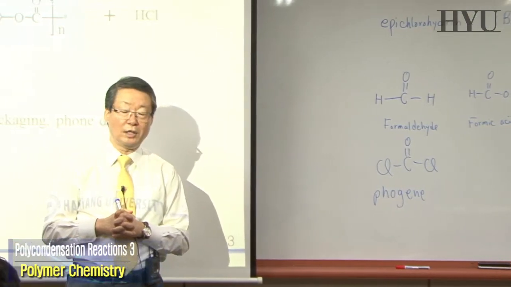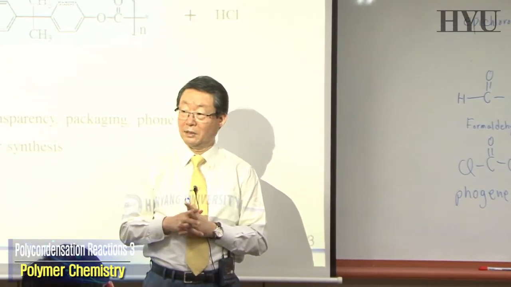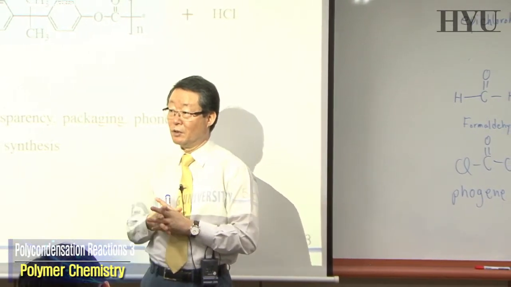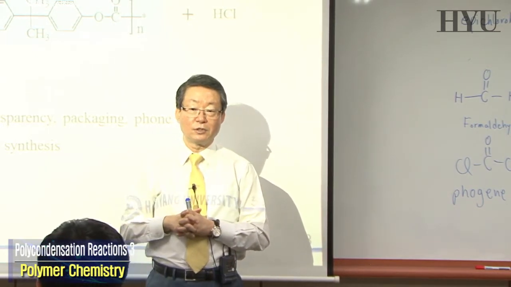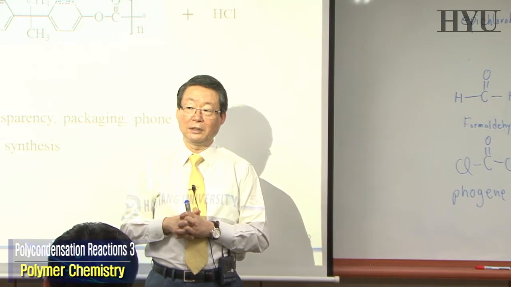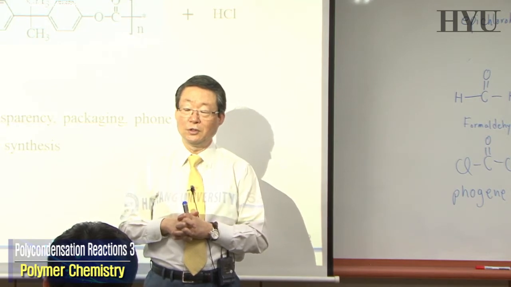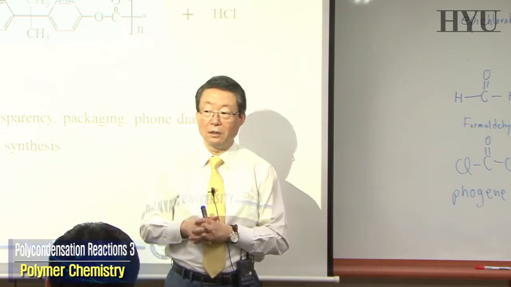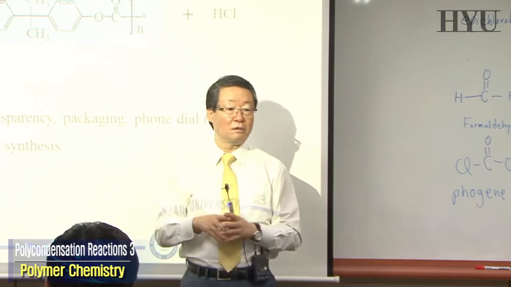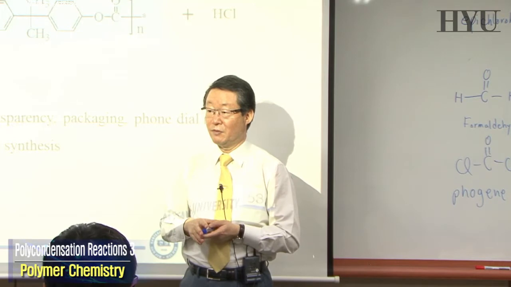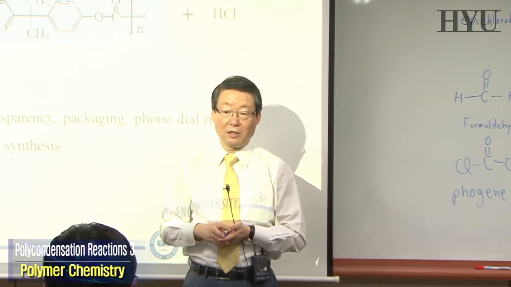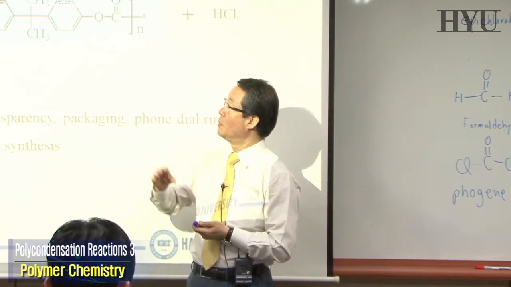And phosgene gas, if this is a monomer, this is a gaseous form. Gas was used to kill the Jews by Hitler back in the 1930s and 40s. So phosgene gas is very toxic, should be handled very carefully, but very reactive.